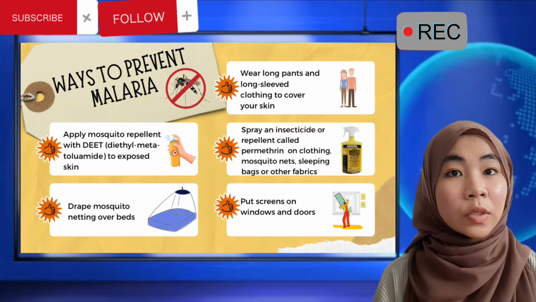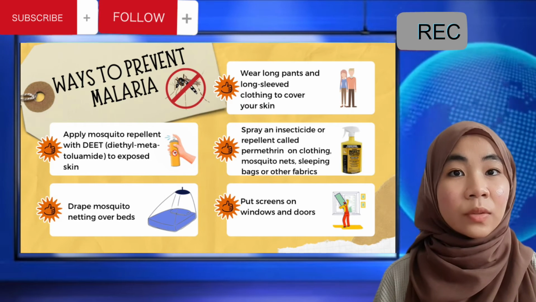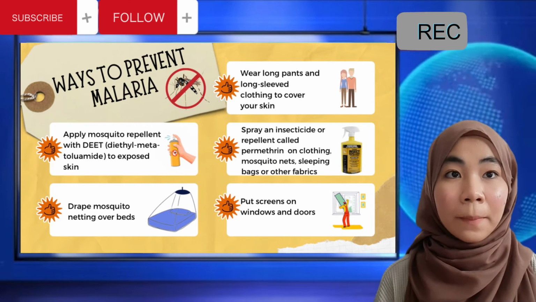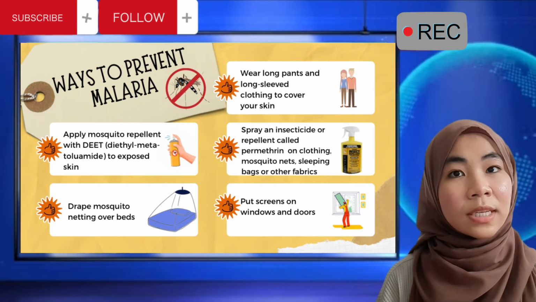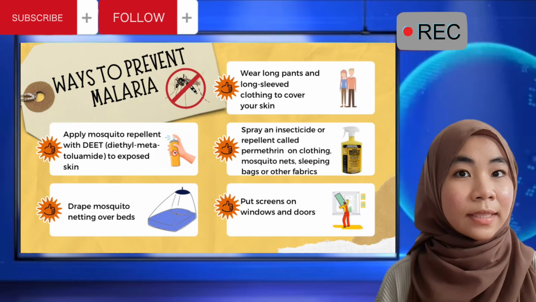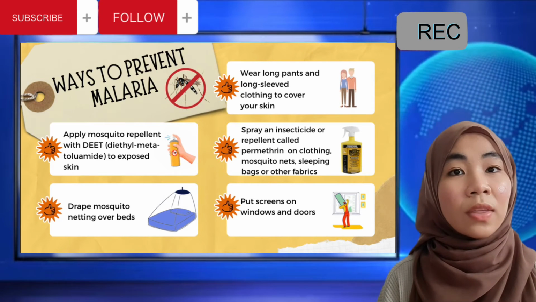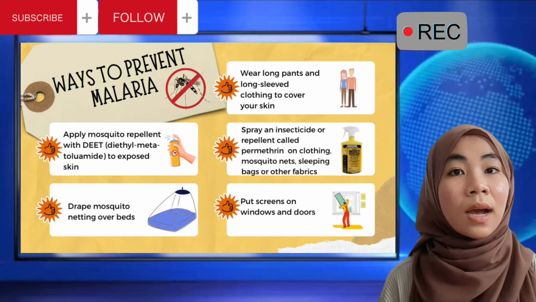Next, drape mosquito netting over beds if your bedroom is not air conditioned and not screened. After that, wear long pants and long sleeve clothing to cover your skin, especially when you are outside at night. And moreover, spray an insecticide or repellent called permethrin, which acts as anti-parasite medication, on your clothing, sleeping bags, mosquito nets, and other fabrics.